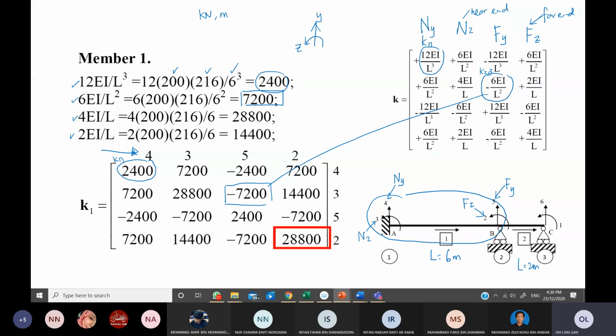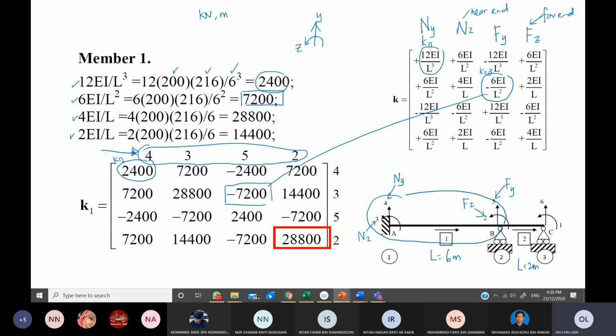So you do it the same for member 2. But if member 2 has the same EI and the same length, you do not need to redo it. You can directly use these elements in the K1. Okay, you can say K1 equals K2 equals this matrix. Only the naming will be different later.